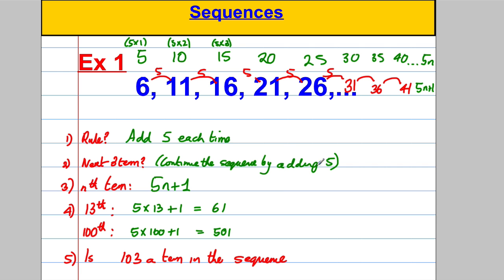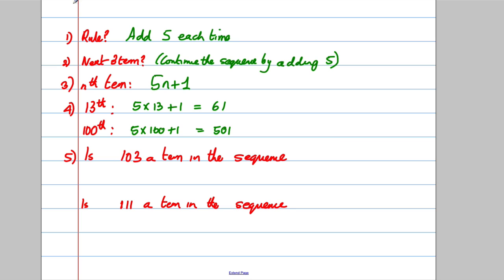Now you could go back to your sequence and keep counting on by 5, but that's not a really useful method. Instead, if it was a term of the sequence, you could let your nth term, 5n plus 1, be equal to 103. If you could find n, a whole number, n always has to be a whole number, such that this equation holds true, then you would know that it is a term in the sequence and it's whatever n is.